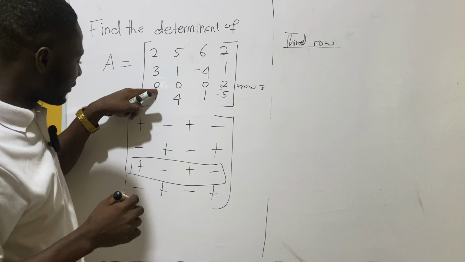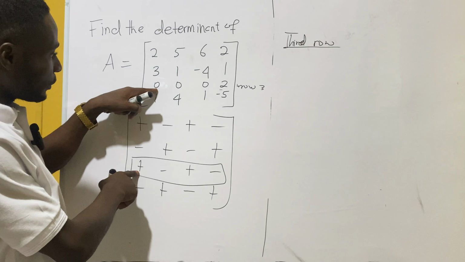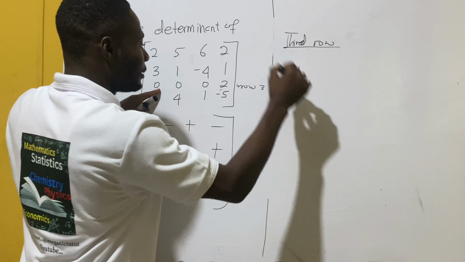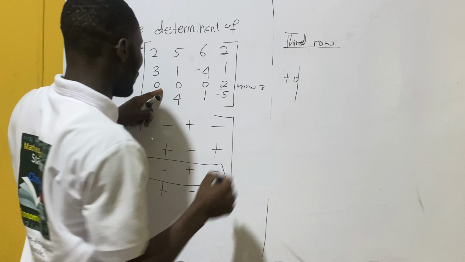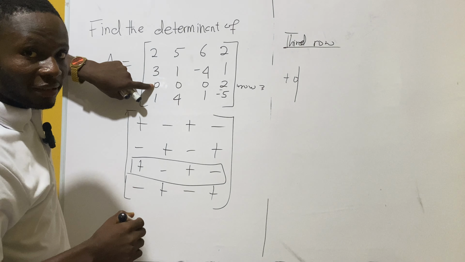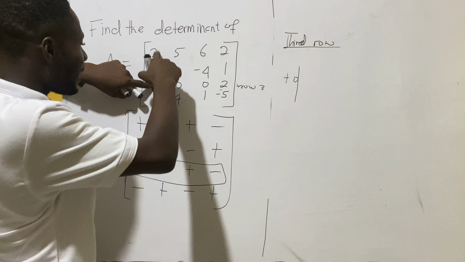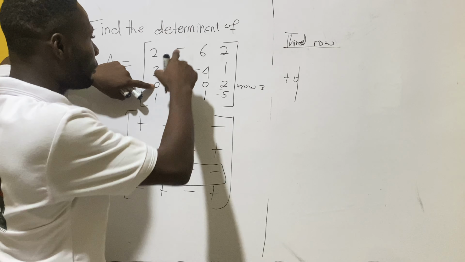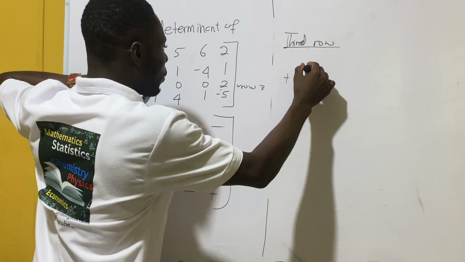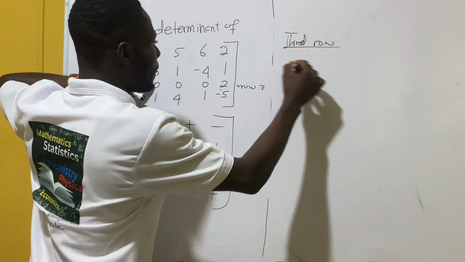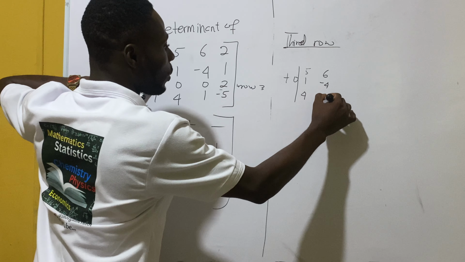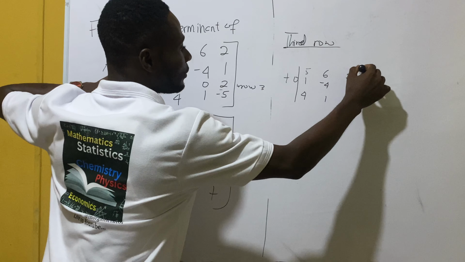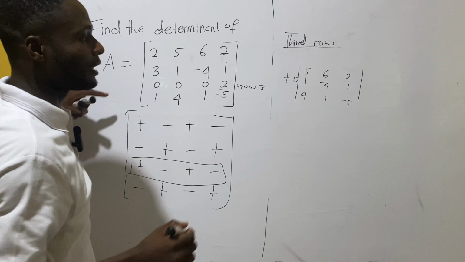So when you take the third row, you can see that the first operation is positive. So we have plus 0. When you use this as your starting point, every element on that column and on that row, you avoid it. So you come here, and you have 5, 1, 4, 6, 4, 1, 2, 1, and 5. That is what we have right here.